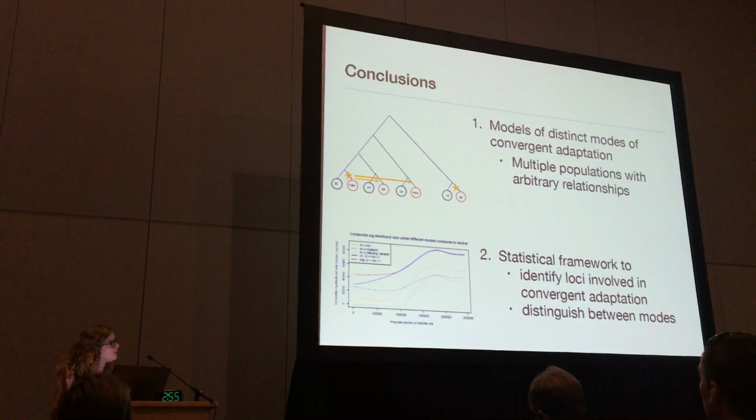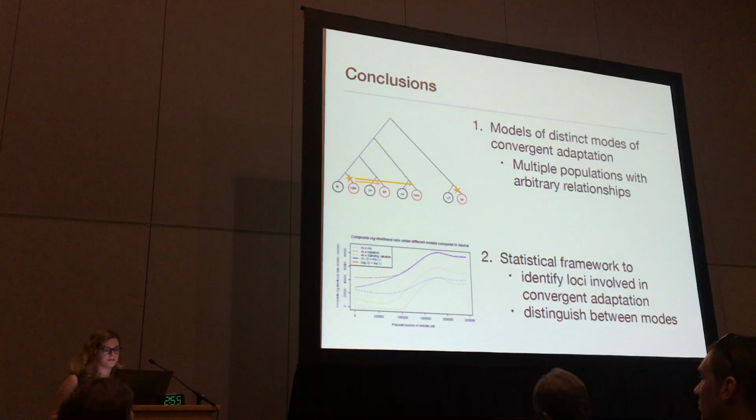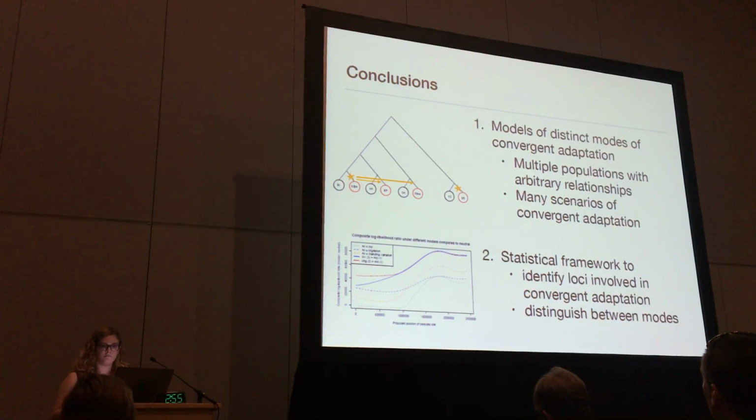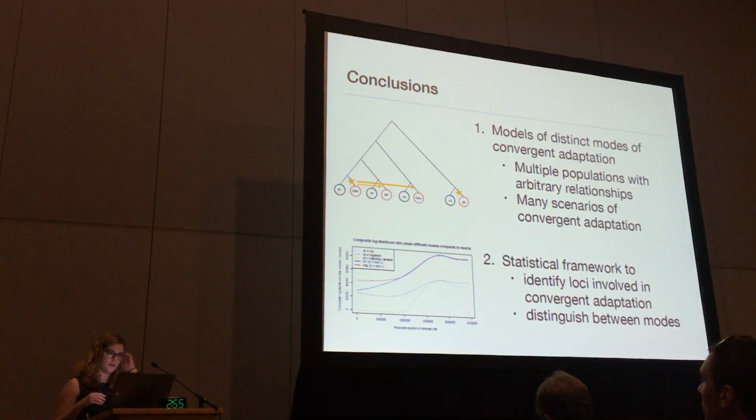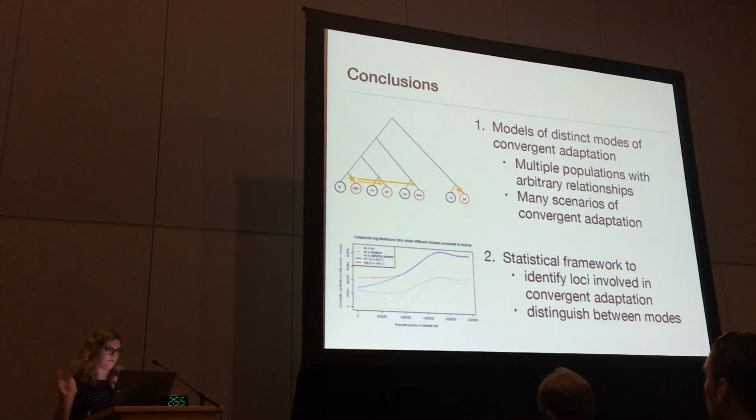And lastly, what I want to emphasize is that because of the way these models are generated, we can do this for multiple populations with any arbitrary relationships to each other. And you can imagine many scenarios in which you can do this, including having different populations be the source of migration, or different pairs of populations doing different things.